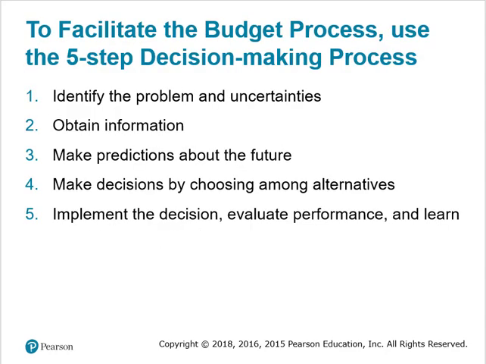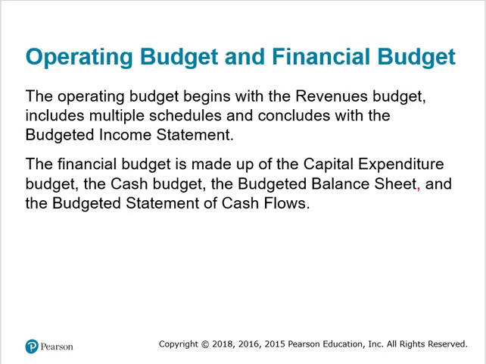And we have another 5-step process. Oh dear. Identify the problem, obtain information, make predictions, make decisions, implement, evaluate, learn. It's the same 5 steps that we've done in every other process throughout the book. And finally, the operating budget begins with revenue, includes multiple schedules, and concludes with the budgeted income statement. The financial budget is made up of the capital expenditure budget, cash budget, and the budgeted balance sheet, and the statement of cash flows. That's what results. So that's it, and we'll start with talking about the operating budget in the next segment.